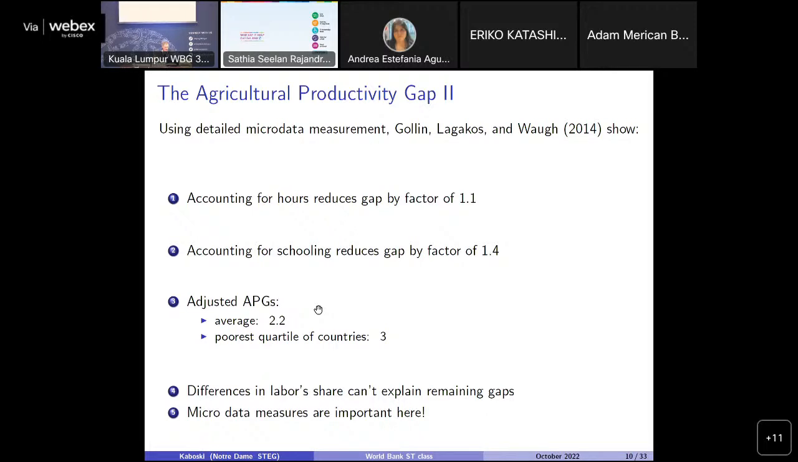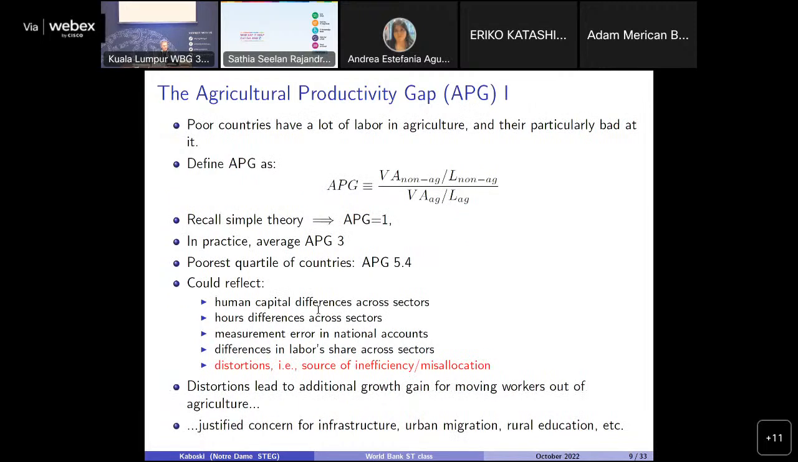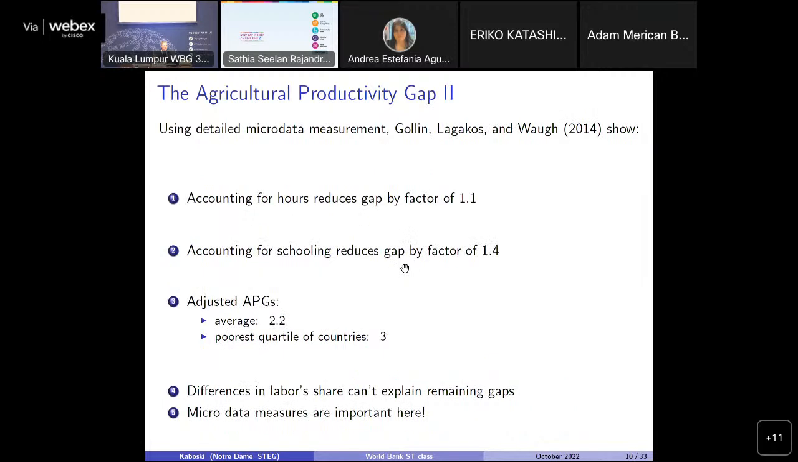It's even more than cut in half for the poorest quartile of countries, because that gap for the poorest quartile was 5.4, so a 440% premium, and it's down to a 200% premium. So clearly, a great deal of the agricultural productivity gap was misunderstood because of poor measurement, and this detailed measurement is helpful on that front. What else do they show? They show that differences in labor share can't explain the remaining gaps, because labor share in agriculture and non-agriculture is pretty close to being the same.